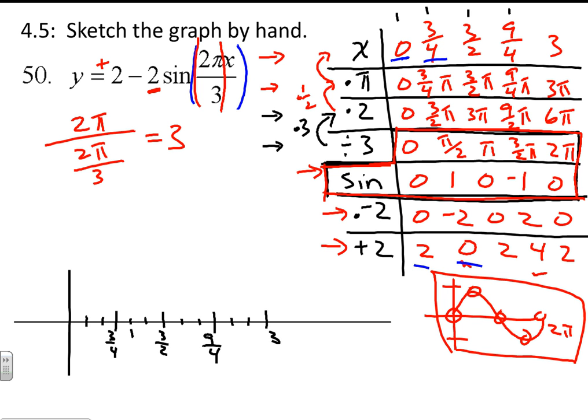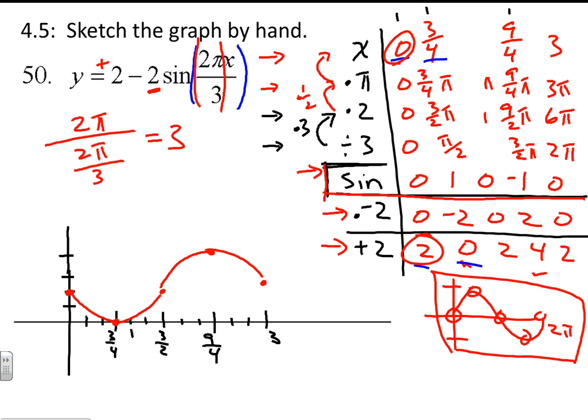So for y values, I want to go 0, 2, 4. So 0, 1, 2, 3, 4. Extend this a little bit, and all of those points should fit on here conveniently now. My first point, 0, 2. Next point, 3/4, 0. Next point, 3/2, 2. Next point, 9/4, 4. Next point, 3, gets me back to 2. So we get a curve, flat out of the peaks and valleys, that gives us a pretty good shape. That is pretty slick, only it gets better.